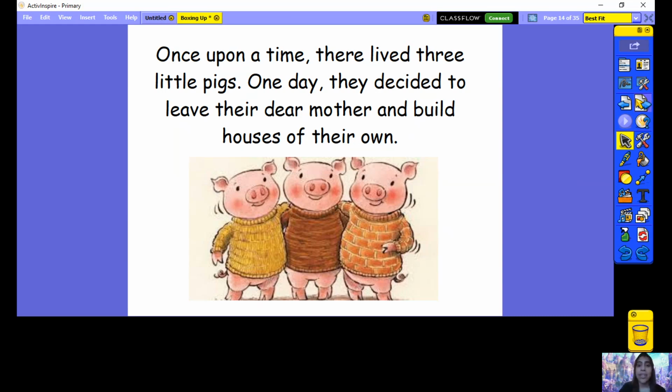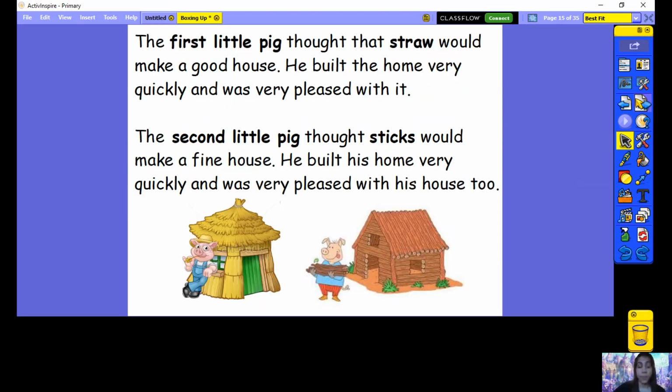Once upon a time, there lived 3 little pigs. One day, they decided to leave their dear mother and build houses of their own. The first little pig thought that straw would make a good house. He built the home very quickly and was very pleased. The second little pig thought sticks would make a fine house. He built his home very quickly and was very pleased with his house too.